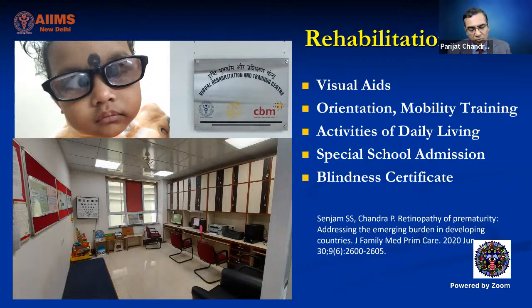This is just an insight into our community ophthalmology department at AIIMS, where they are providing these facilities. So if you provide visual aids, orientation, mobility training, activities in daily living, help for special school admissions, blindness certificates, it helps these babies become able citizens of the society. It helps the family. It helps the child develop his own personality and become useful members of the society, and go on to become engineers, doctors, whatever they want to become with whatever vision they have.